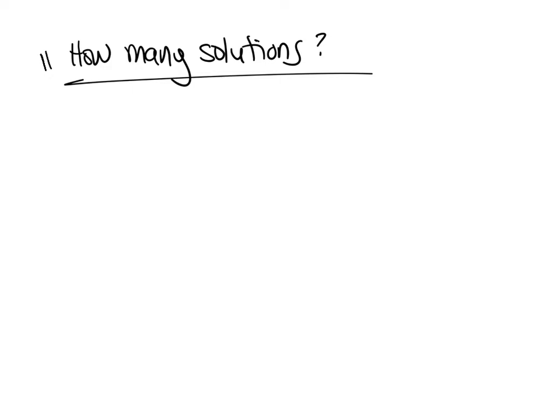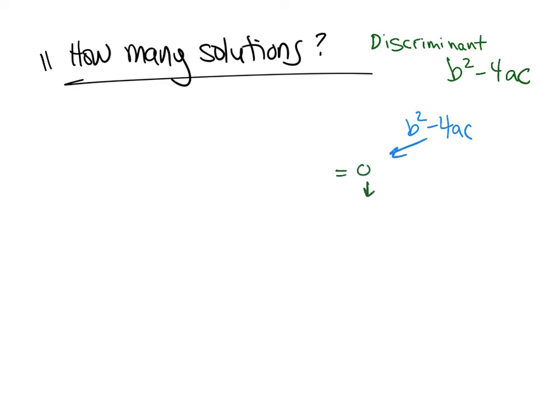Number 11 is going to be asking you how many solutions, and they want you to use the discriminant. You have to remember that the discriminant is the inside of the square root for the quadratic formula, so that means it's the b squared minus 4ac. If you set the b squared minus 4ac inside of the square root, if it equals 0, you have one solution.